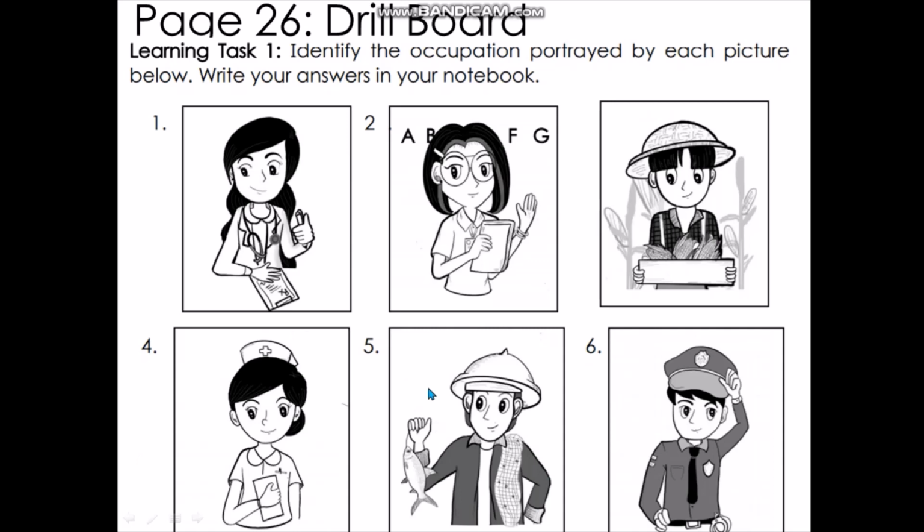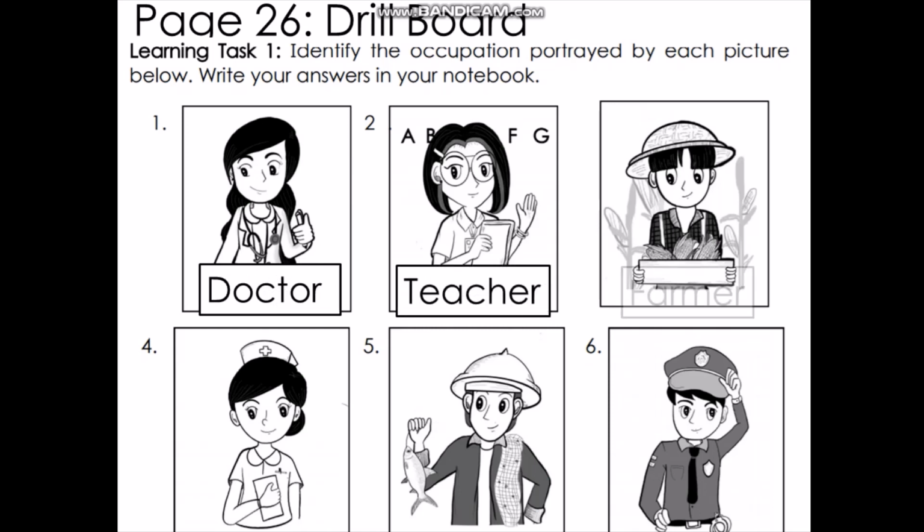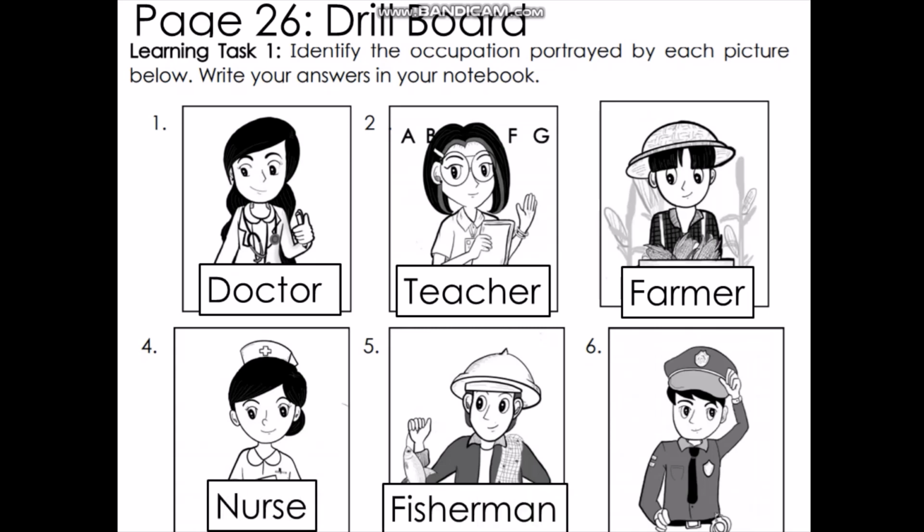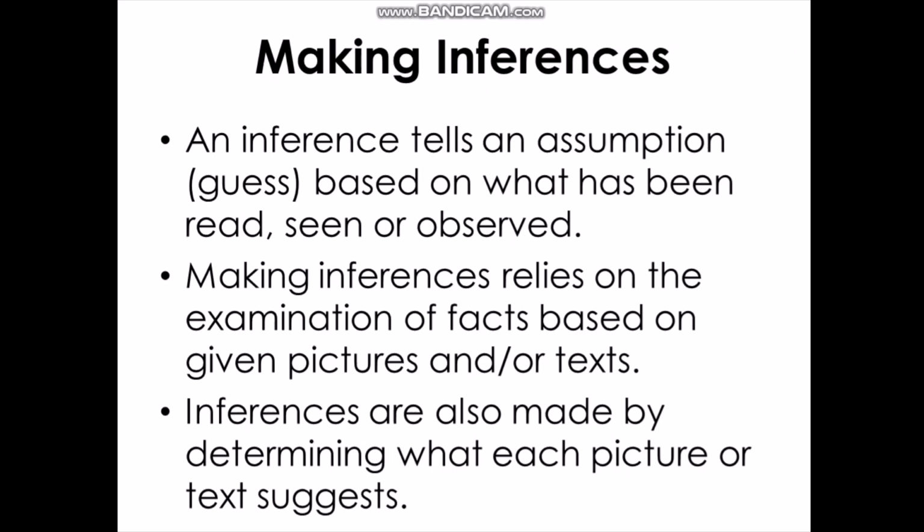Number 5. And number 6. If you're not yet done, click the pause button. If you're done, click the play button. So for number 1, the answer would be doctor. Number 2, teacher. Number 3, farmer. Number 4, nurse. Number 5, fisherman. And number 6, policeman.